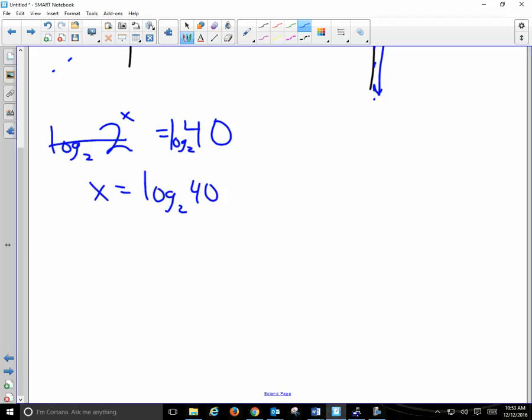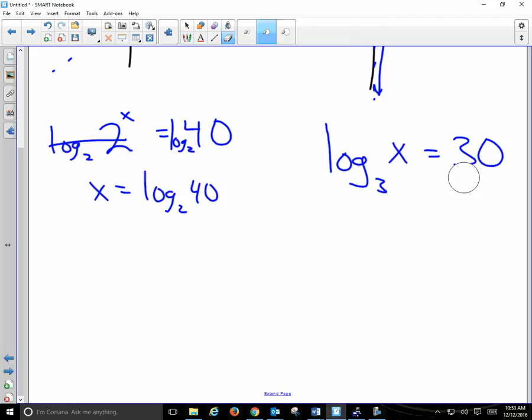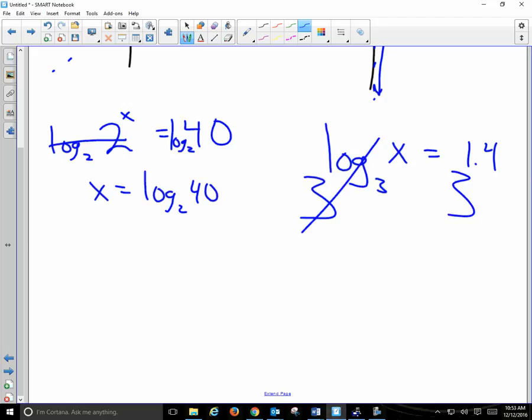Or maybe you had this. Maybe you had log base 3 of x is equal to 30. And, well, let's do something, let's do like 1.5, 1.4. You know, so you were wondering what would solve for x. So you created a base of 3, and those went away, and you got x is equal to 3 to the 1.4 power. So you remember a little bit of those operations last year?